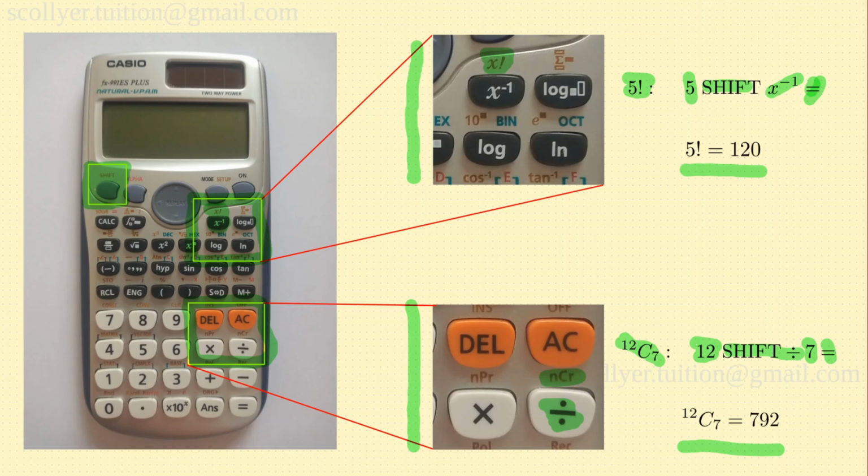Now, if you are only interested in how to compute factorials and nCr for given values of n and r, you know everything that you need to know and you can stop watching. On the other hand, if you are interested in seeing where the formula for nCr comes from, then please continue, but bear in mind that this is quite a long and complex video.